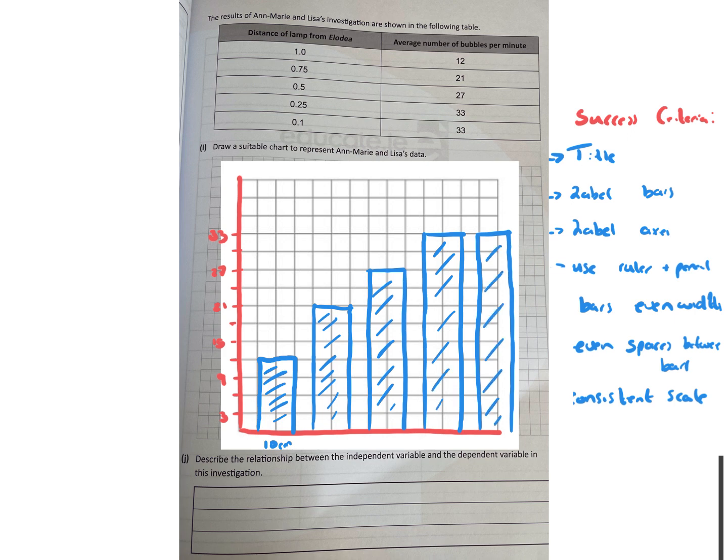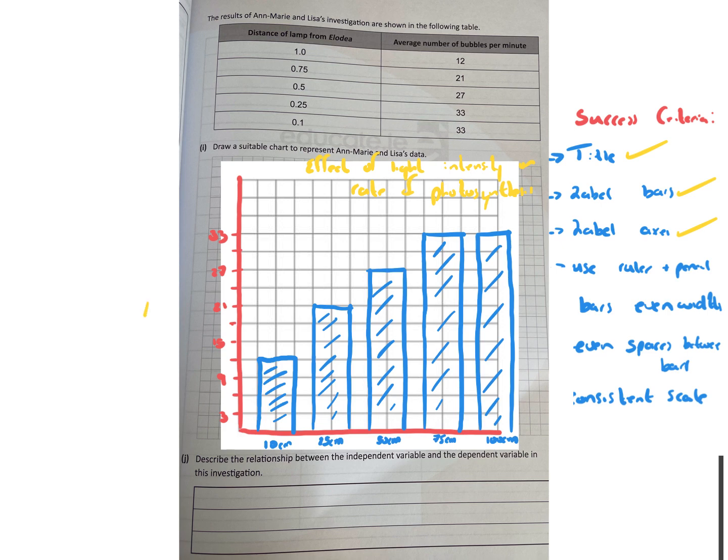So let's check our success criteria. Well, first of all, I haven't labeled all the bars. So I've labeled all the bars, that's good to go. I haven't given it a title, so I need to go back and give it a title. So I'm going to say the effect of light intensity on rate of photosynthesis. So the title is there. Have I labeled the axes? No, I haven't. I need to go back and do that.